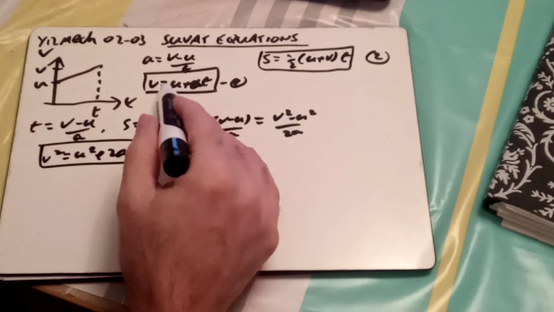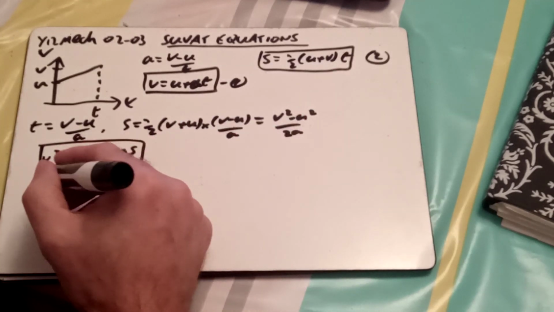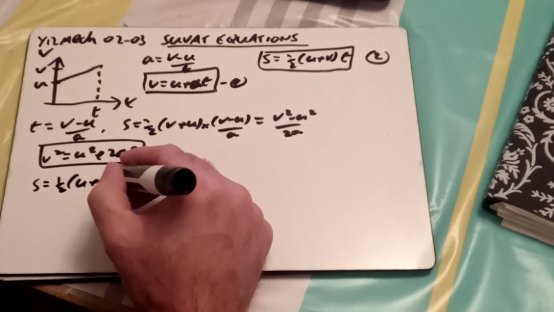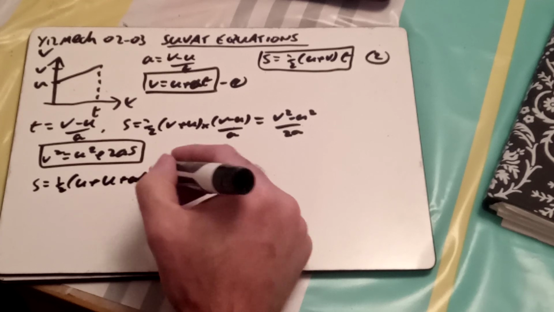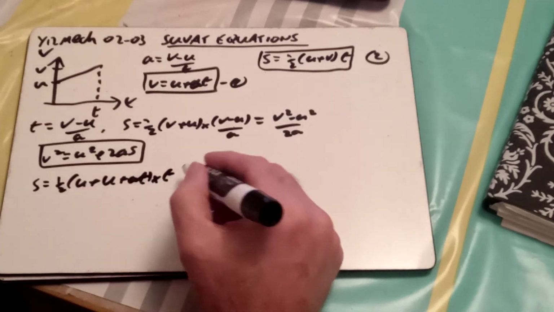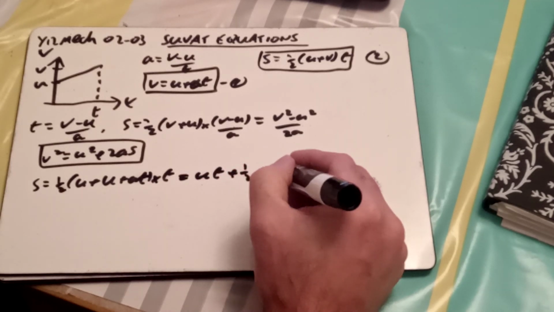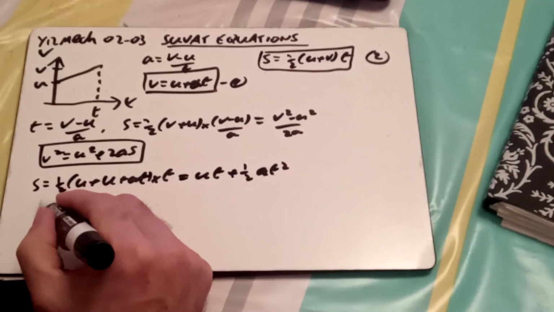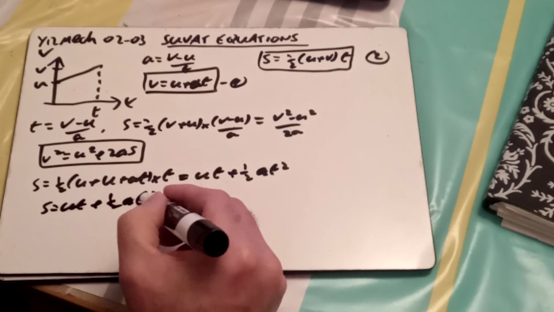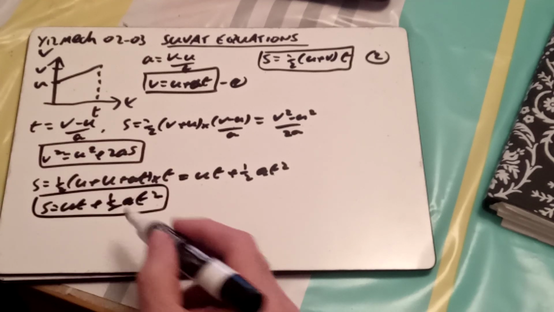What I can do with equation 1, v equals u plus at, is also substitute that into equation 2 to get s equals a half bracket u plus at times by t, and tidy it all up. A half times 2u is u times t, and then plus a half at squared. So I'll rewrite that as s equals ut plus a half at squared, and that's my fourth equation of motion, the one without v.